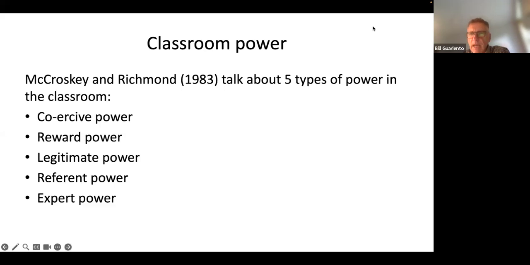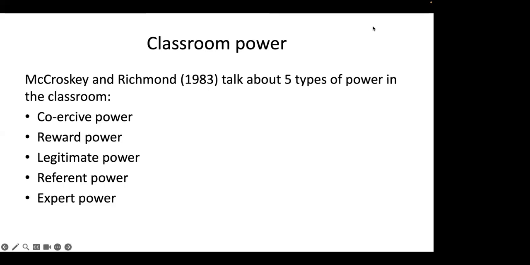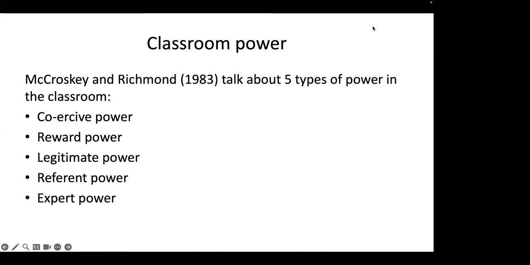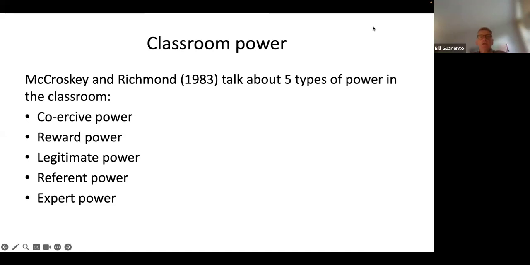It's the teacher's right to make certain demands or requests as a function of his role. That's correct. The teacher has a right.